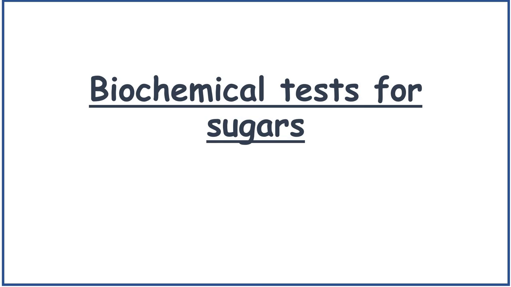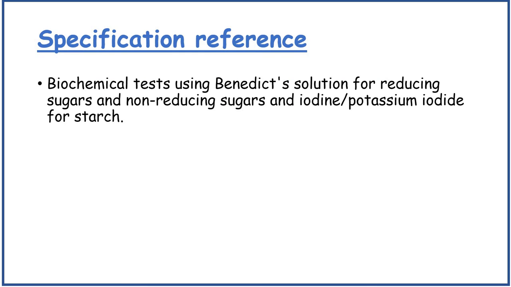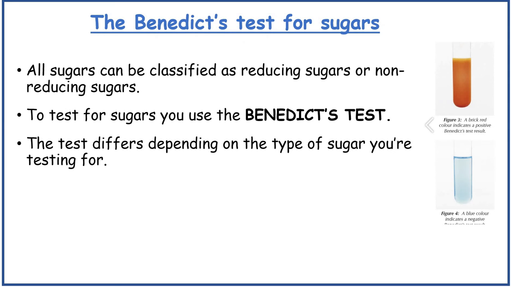Biochemical tests for sugars. The specification reference is biochemical tests using Benedict's solution for reducing sugars and non-reducing sugars, and iodine or potassium iodide solution for starch. All sugars can be classified as reducing sugars or non-reducing sugars. The test for sugars uses the Benedict's test. The test differs depending on the type of sugar you're testing for, and the Benedict's test goes from a blue colour to a brick red colour.